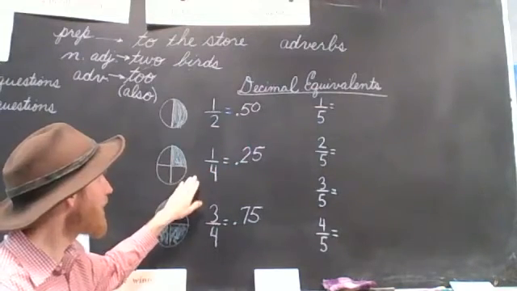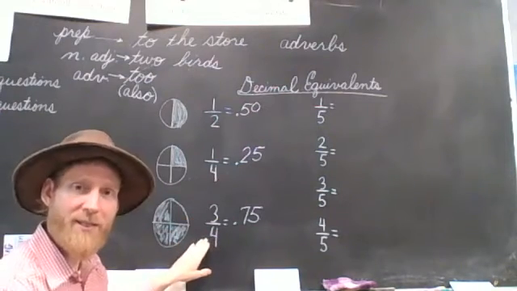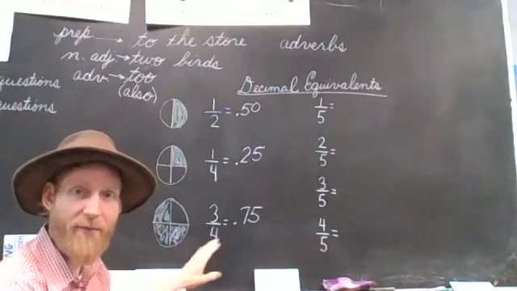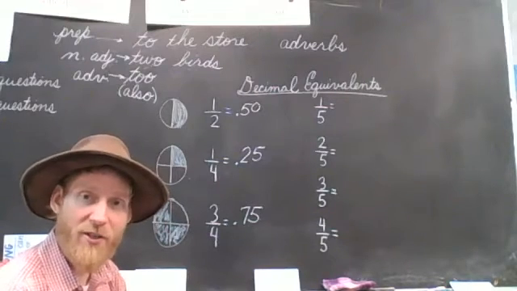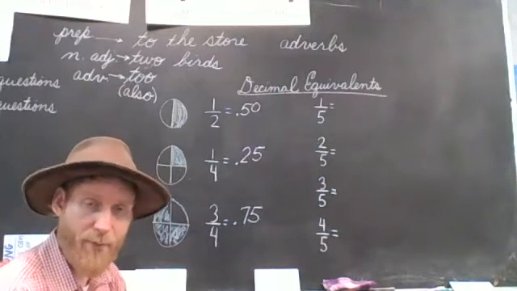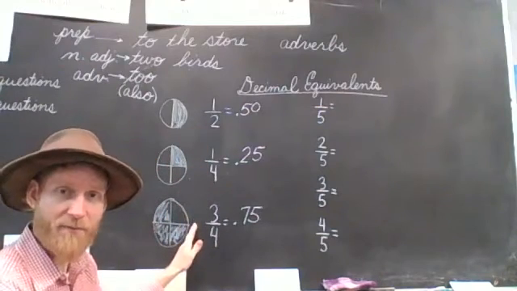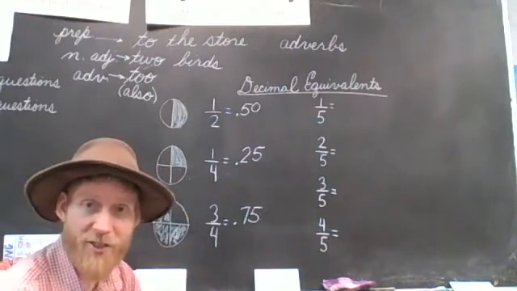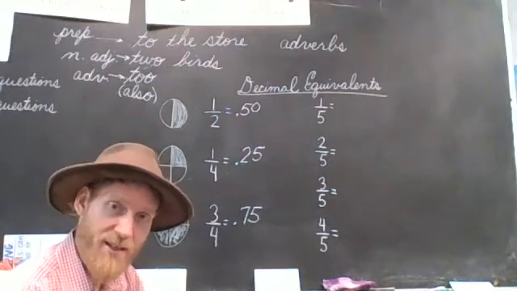1/4 equals 0.25. And 3/4 equals 0.75. That's 0.50. 0.5 or 0.50, 0.25, and 0.75. You should be able to memorize those. For the fractions, 1/2, 1/4, and 3/4.